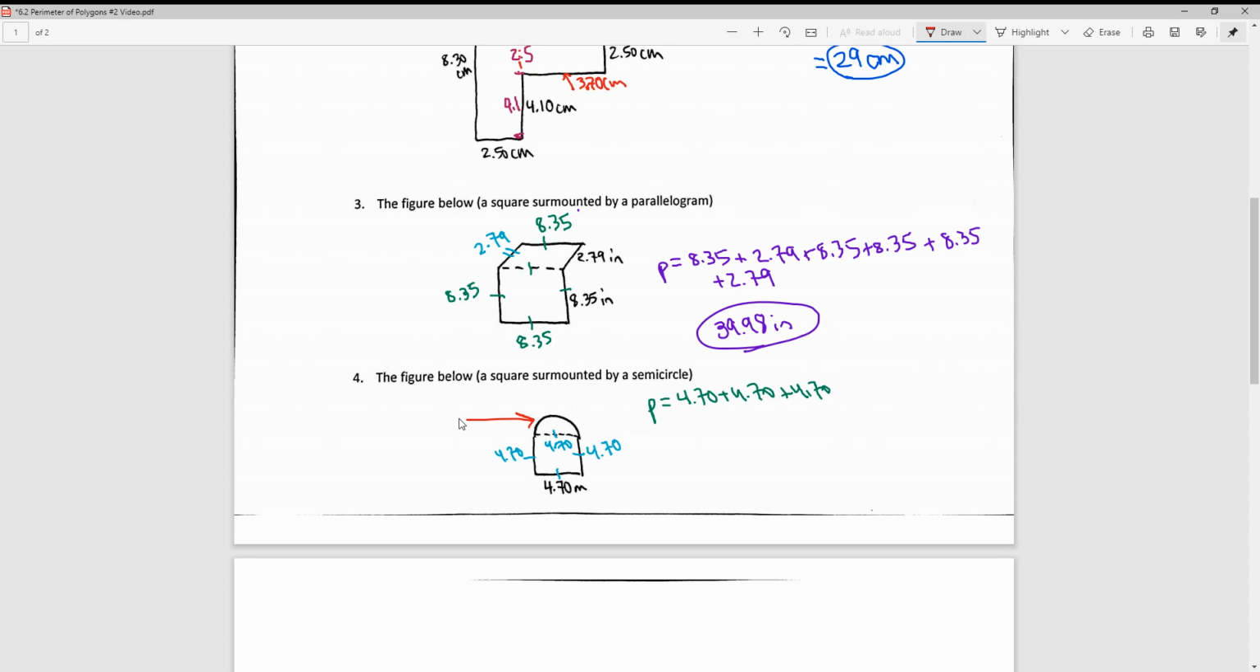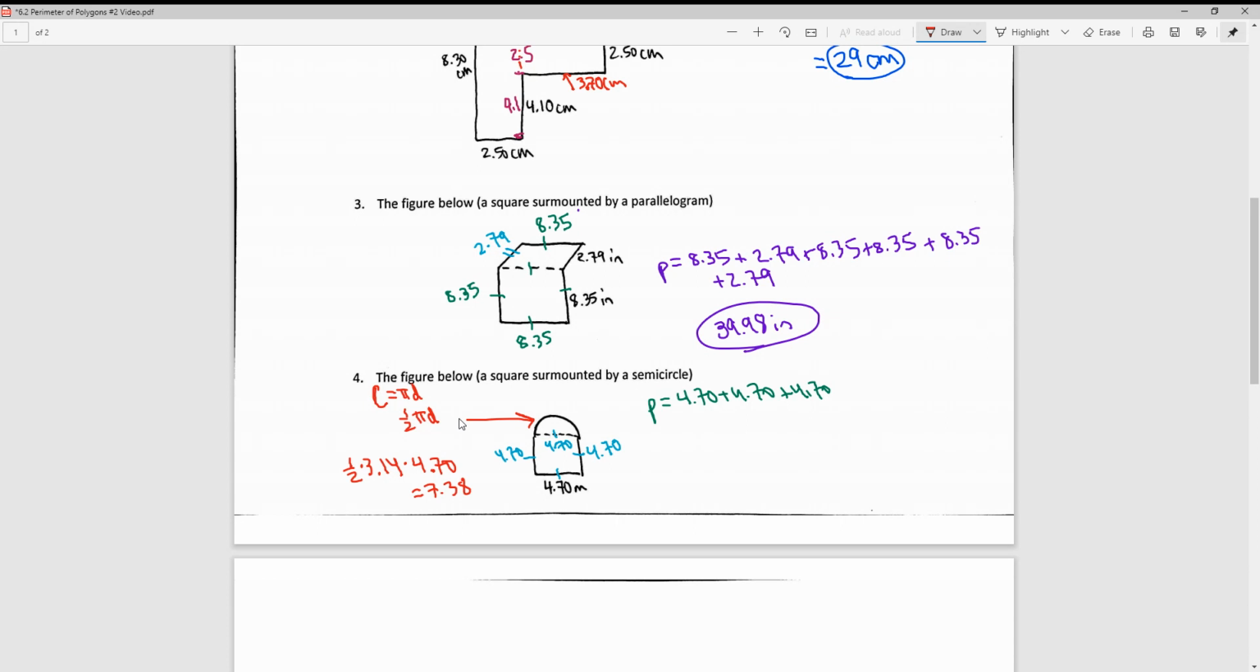And so we know that the area of a circle, or not the area, the circumference of a circle is pi times the diameter. If I have half a circle, then the circumference is going to be 1/2 times pi times the diameter. So if I do 1/2 times 3.14 times the diameter, which is the same as one of the lengths of the sides of the square, 4.70, if I multiply all of that together, I get 7.38.